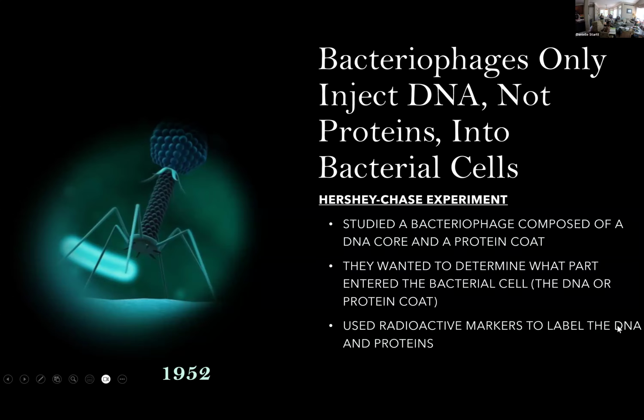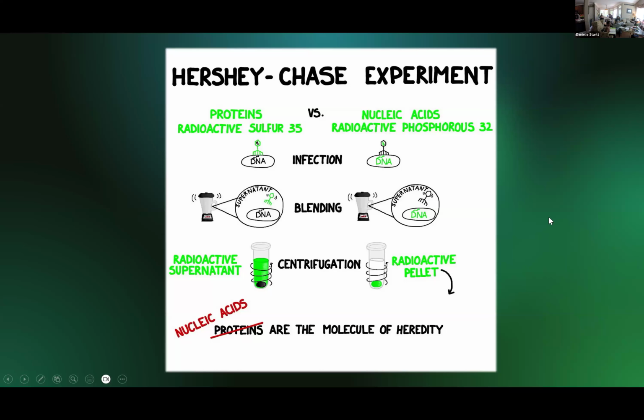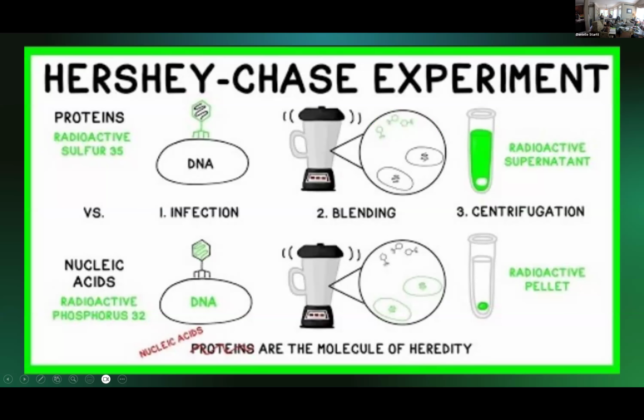So they used radioactive markers to label the DNA and the protein. So that is super cool. And this is kind of what that looked like. I love how they show a little blender here. They blended it up. But in the end, they were able to determine that you're only getting nucleic acids, and those are your molecules of heredity, not these proteins. I will leave this one for you to watch on your own as well.